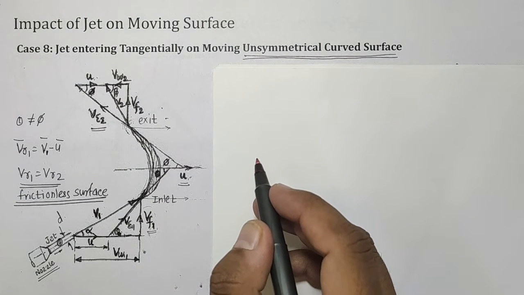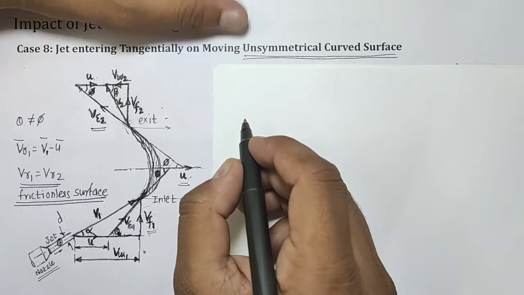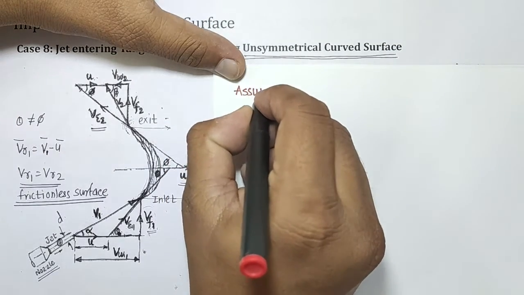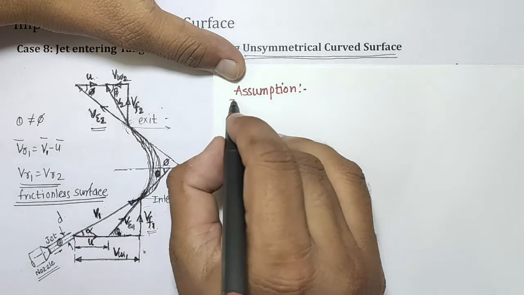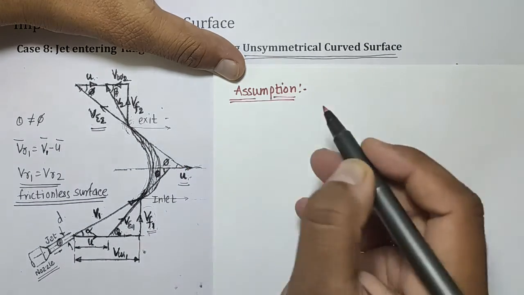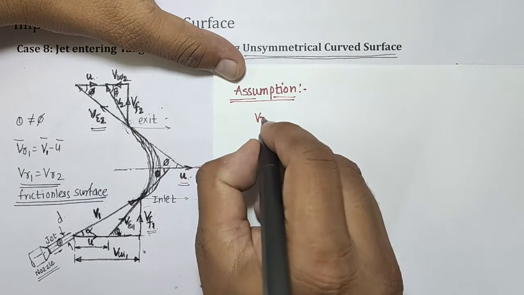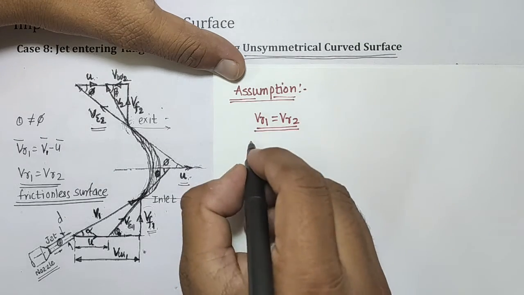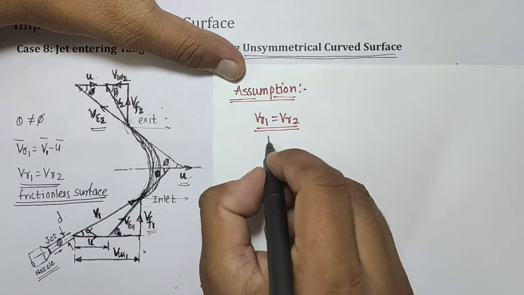exerted on such a type of curved vane, unsymmetrically curved vane. So before that we will see some of the assumptions regarding this derivation. The assumption is very simple one. The only assumption is that the relative velocity Vr1 is equal to Vr2. Already we have seen that thing when this surface is frictionless.